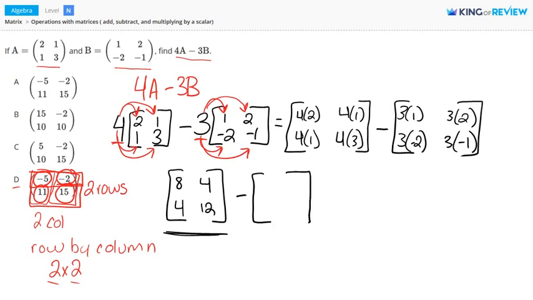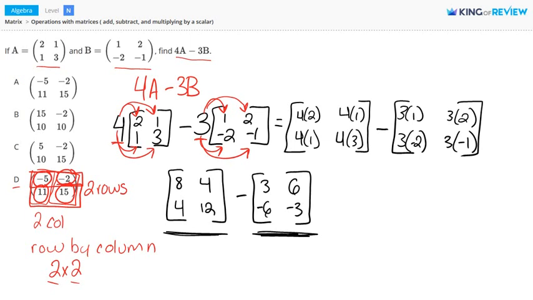Minus 3B. So this is 3 times 1, which is 3. 3 times 2 is 6. 3 times -2 is -6. And 3 times -1 is -3. And this here is 3B.